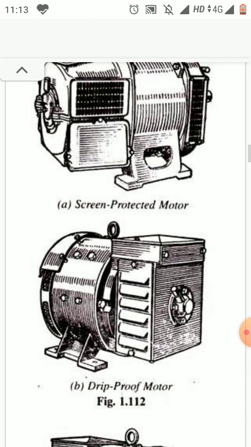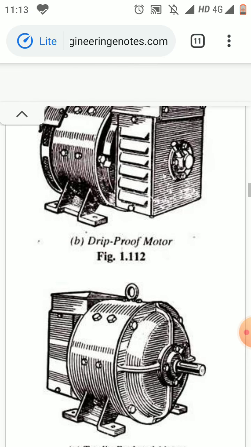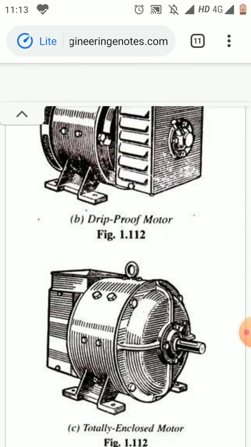Next, there are totally enclosed motors. These totally enclosed motors give protection against all dust, dirt, chemical fumes, vapors, and water drips. And even though it is totally enclosed type, we have two conditions to cool these motor parts. One is naturally air cooled, another is totally enclosed fan cooled type. The fan will be installed at the end so that immediate heat conduction may take place.